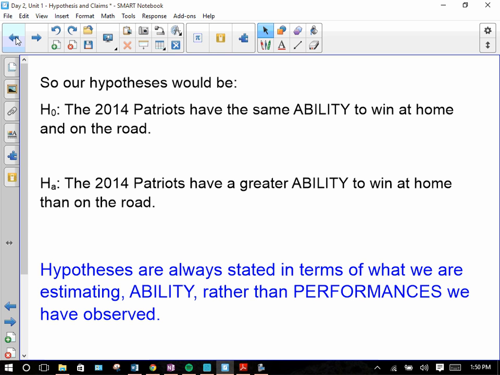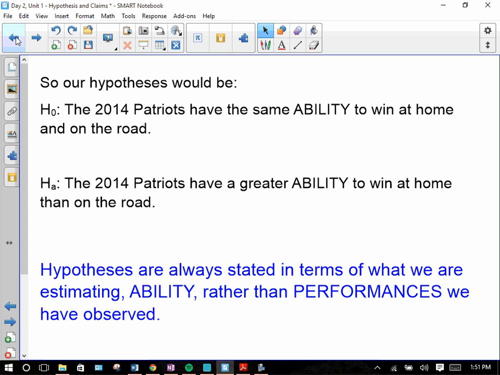All right, so then our alternative hypothesis is the 2014 Patriots have a greater ability to win at home than on the road. And then there's a little bit underneath the blue, but that's not highlighted. All right. So what you need to notice about these hypotheses is they're always stated in terms of what we are estimating, which is our ability. You're never going to see the word performances in your hypothesis. If you do, that means it's not stated correctly.